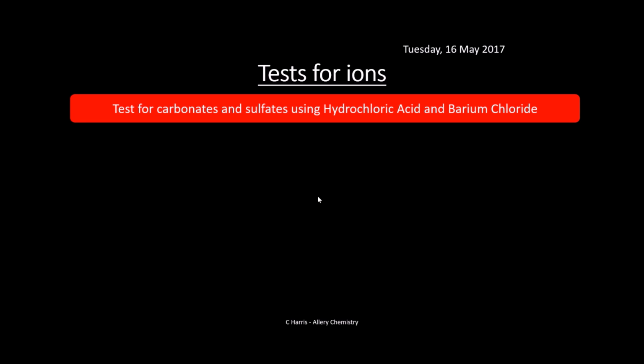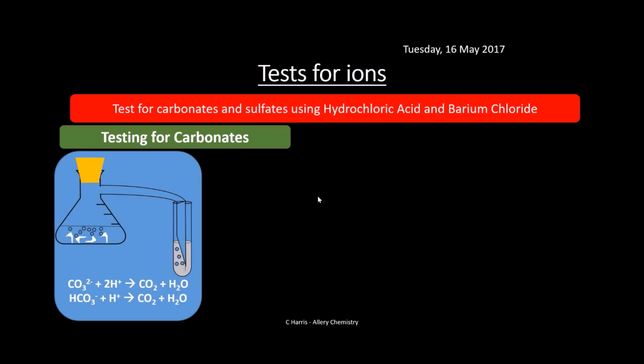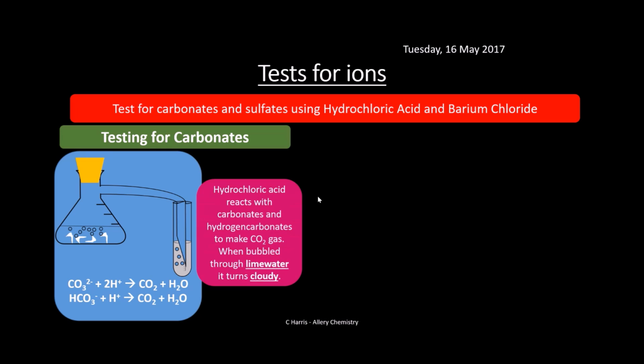Okay, let's have a look at some of these tests for ions. So, testing for carbonates and sulfates. Obviously, we looked at the test for halide ions. Let's look at the other bits. We're going to use hydrochloric acid and barium chloride for these. Testing for carbonates is pretty straightforward, to be honest. All we're doing is adding an acid to a carbonate.